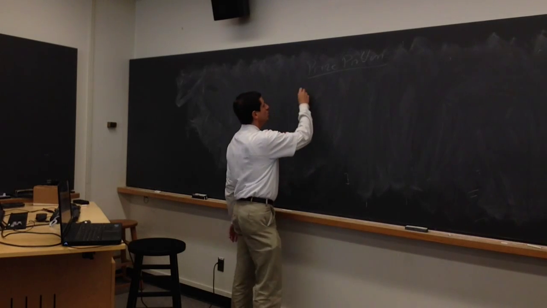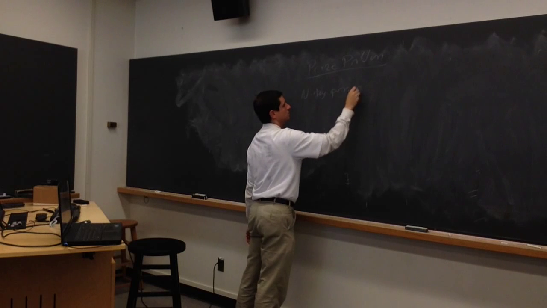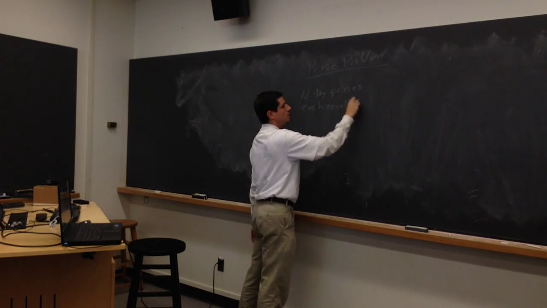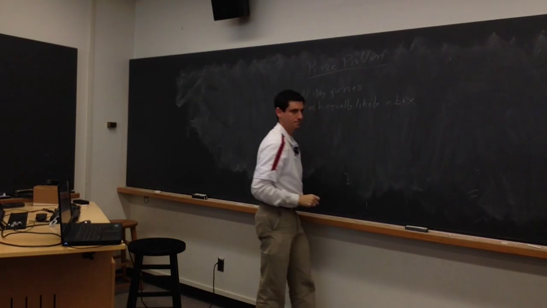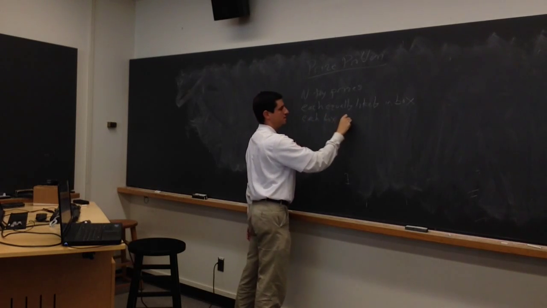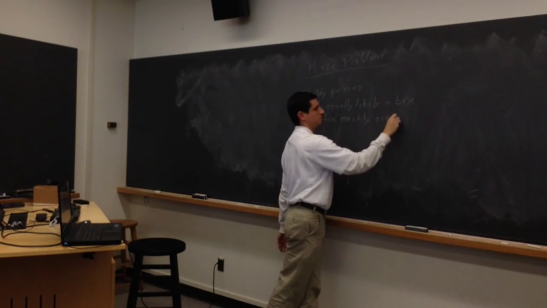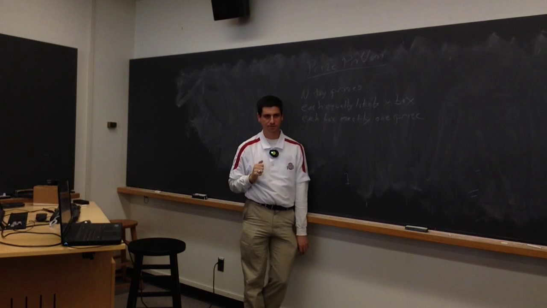So here's the situation. We have n toy prizes, each equally likely in a box. Each box has exactly one prize. What do you think I might be interested in?